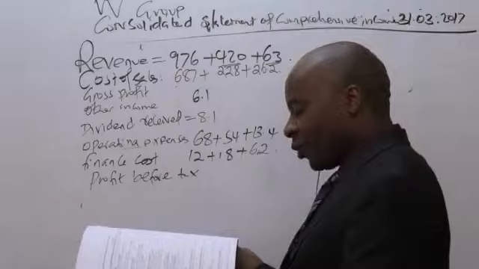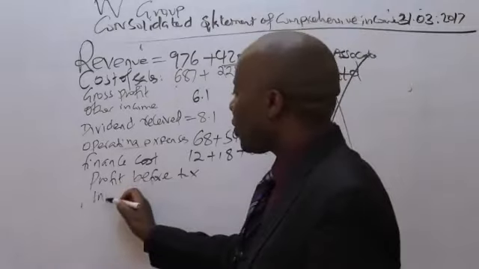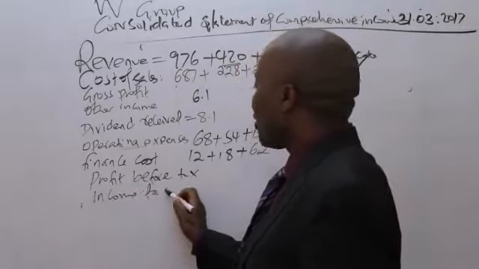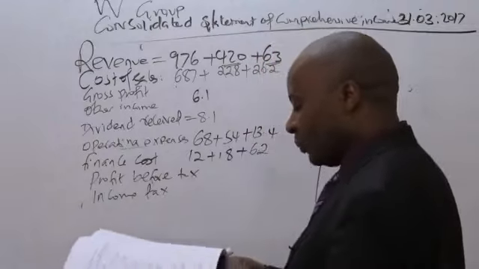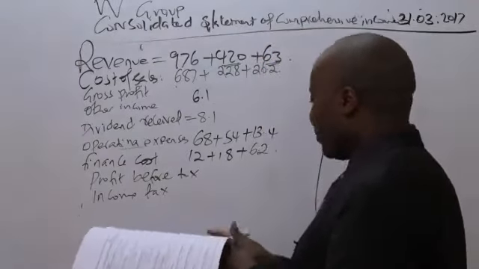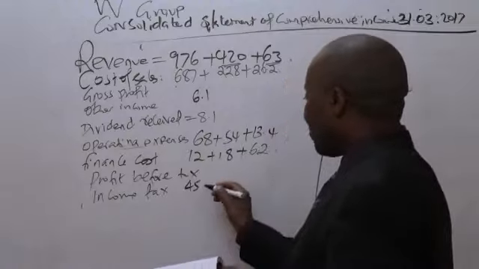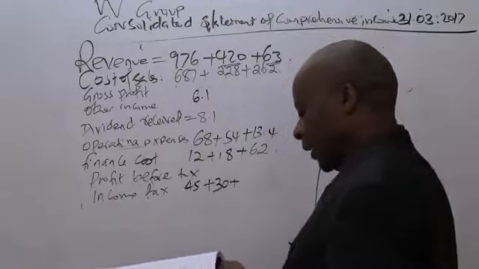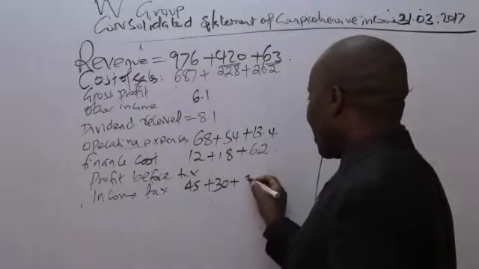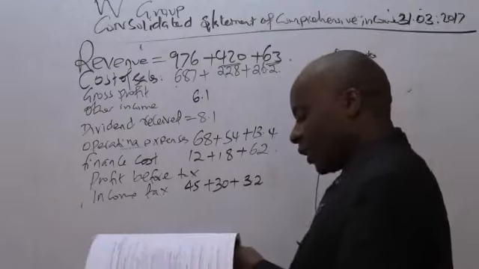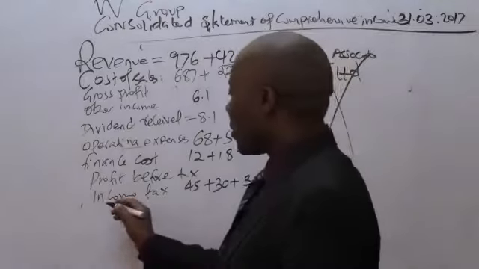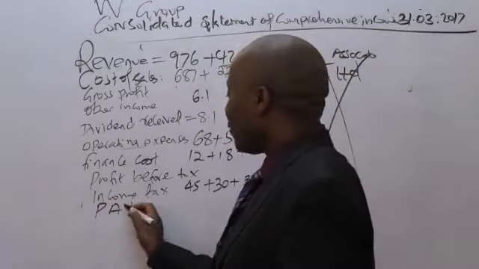After profit before tax, I have the income tax expense. So the income tax, I'm simply putting them together. I'm consolidating. Income tax is 45 plus 30, and then I have 3.2, right? And then of course I'll have what we call profit after tax.